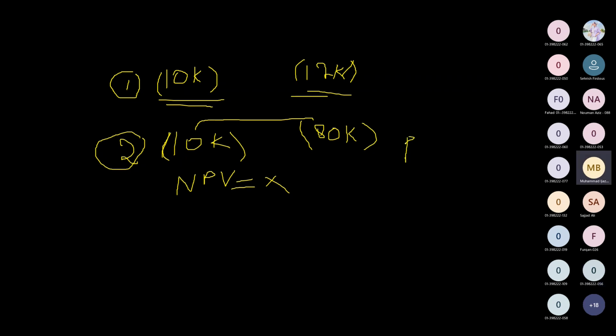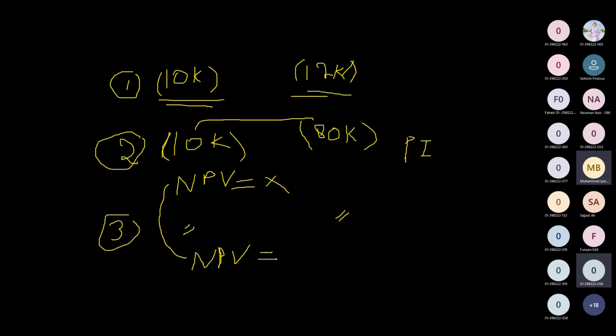And the third scenario is similar to the second one with one difference only. The initial investment is again 10,000 for this project and 80,000 for this project, but this time when I calculated NPV, the difference in NPV is also big. Then we will go for NPV, not PI.